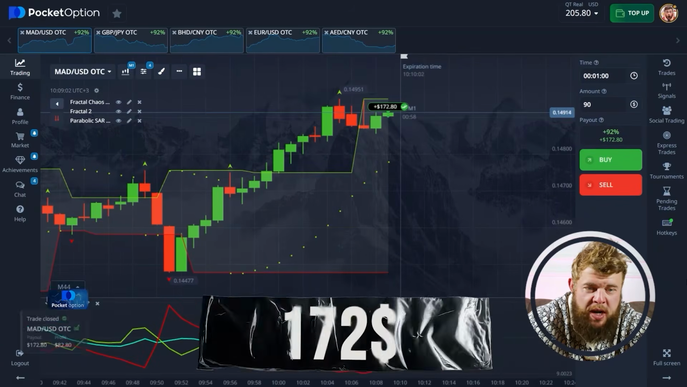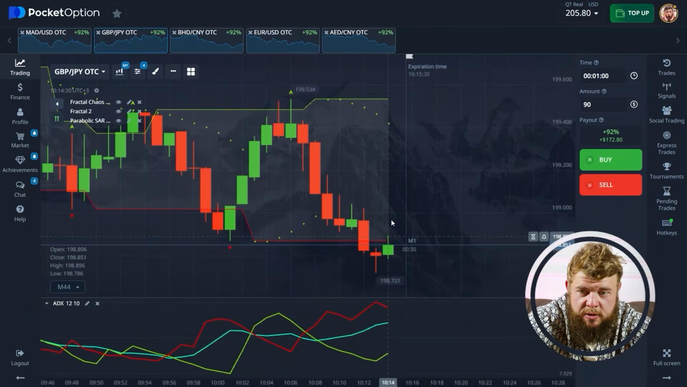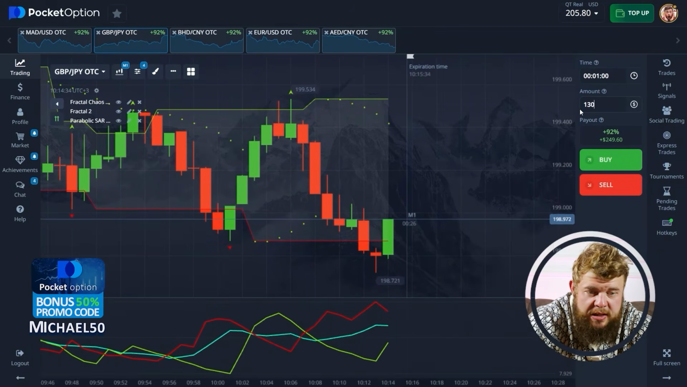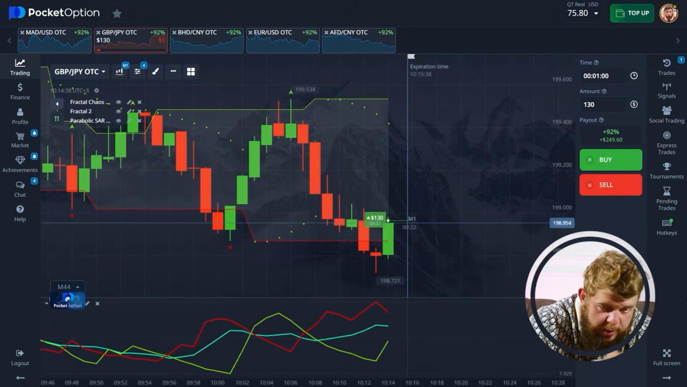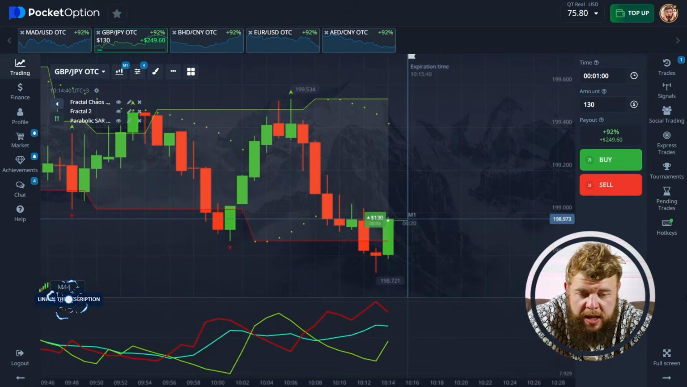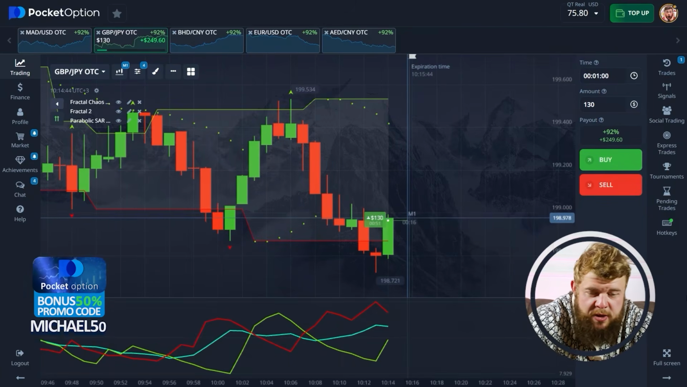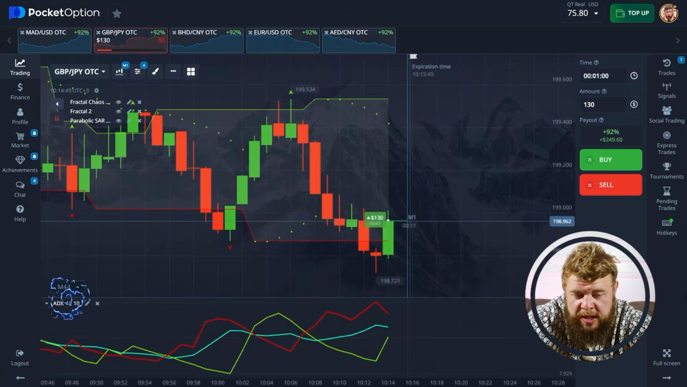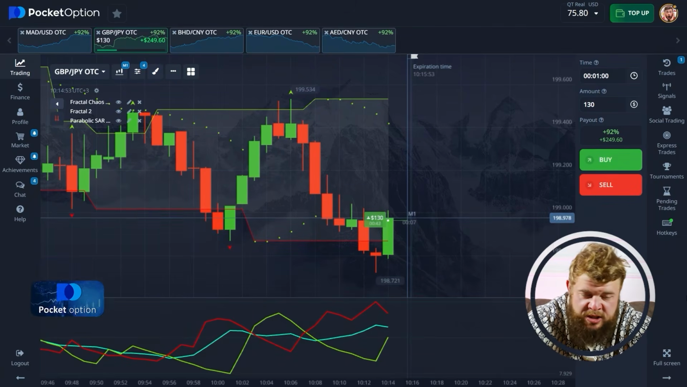Done. So we have $205 on the account right now. Let me go to the GBP. Fine, let's change our investment to $130 and let's open buy position here. Why did we do this? We had a false breakout from the flat channel. The price almost has broken through the support line zone, but finally we got back inside the flat channel.